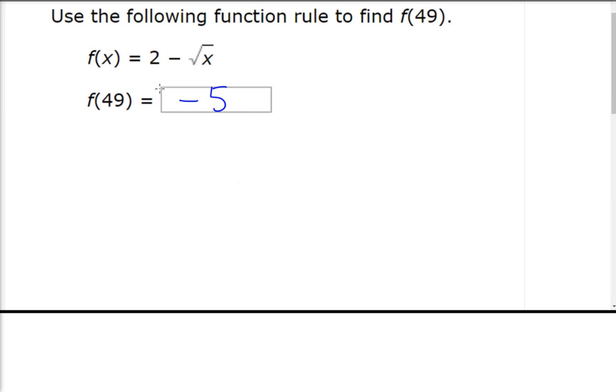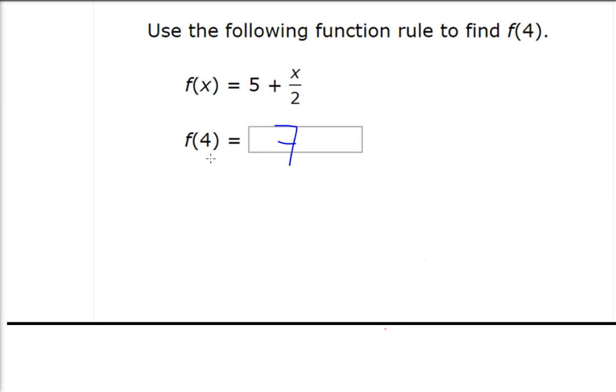Question 13, f of 49. So this is a function. That f represents a function. That's why we put f or g or h. So anytime we put f of 49, it is always going to give us negative 5. All right, so let's see. The square root of 49 is 7. Okay, so 2 minus 7 is equal to negative 5. So this is a function because every time I put 49 for x, I'm always going to get negative 5. Okay, that's number 13.